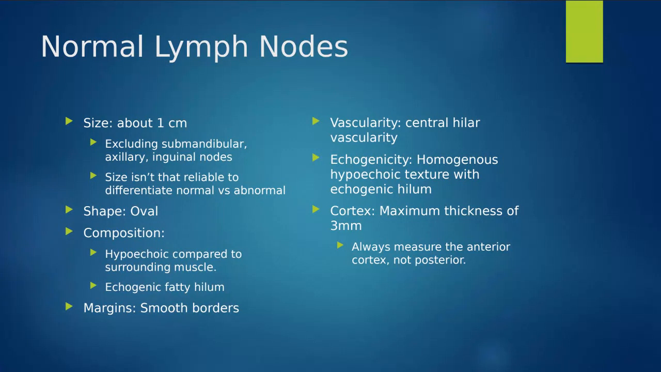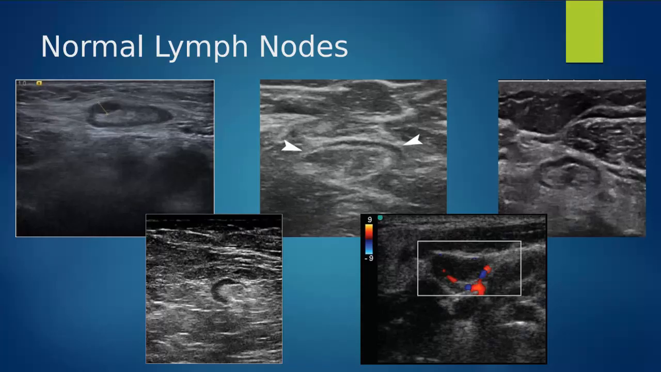We also want to make sure that we are measuring the anterior portion of the cortex and not the posterior. So what do I mean by that? Here, in our first picture on the left-hand side, they are measuring the anterior portion of the cortex. We don't want to measure that portion. Okay, we don't want to measure the bottom portion of the cortex.